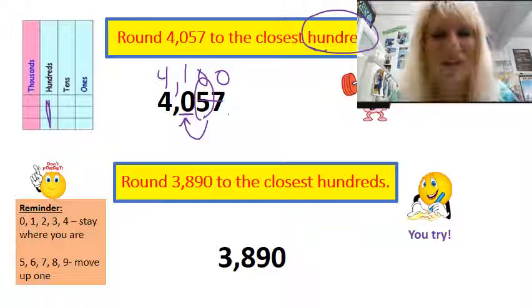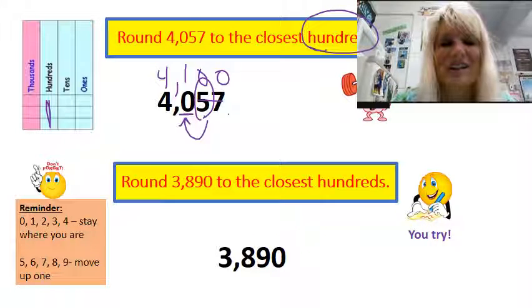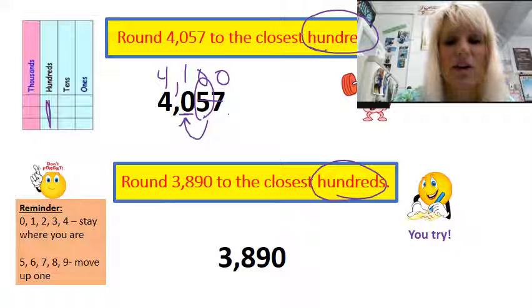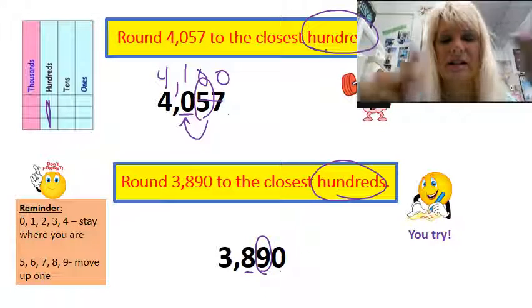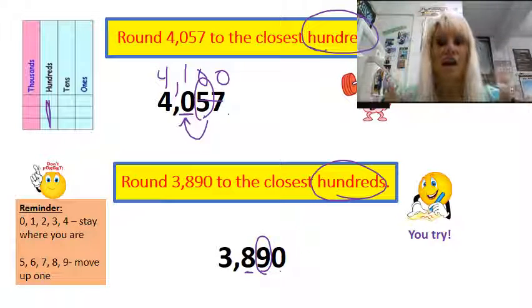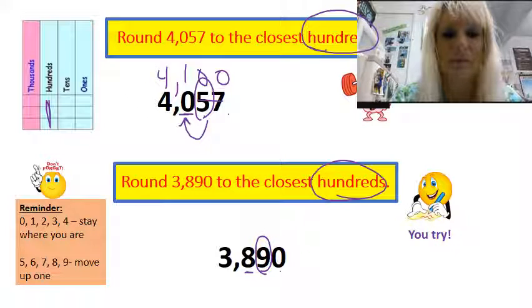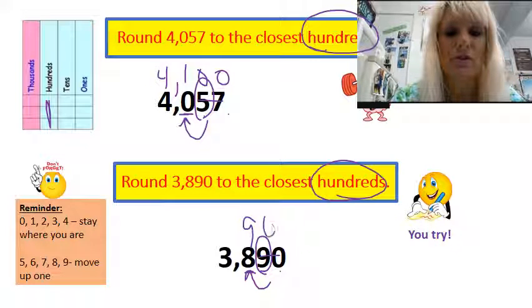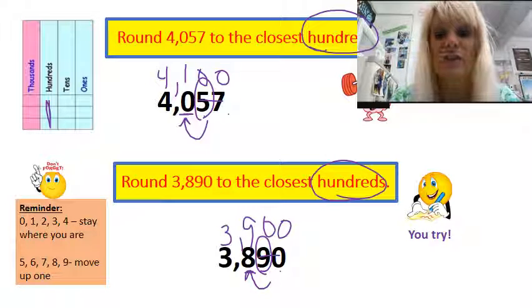Here we go. Let's check it. 3,890 to the closest hundred. So remember the hundreds was at third place. Ones, tens, hundreds. Underline the helper. This is a 9. 0, 1, 2, 3, 4, 5, 6, 7, 8, 9. Bump it up. The 8 bumps up to a 9. The other two numbers become zeros. We bring our comma up, 3,900.